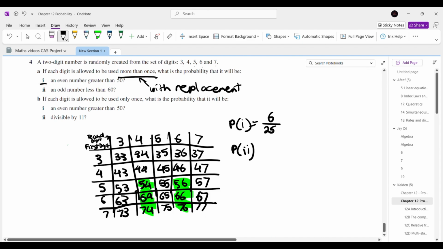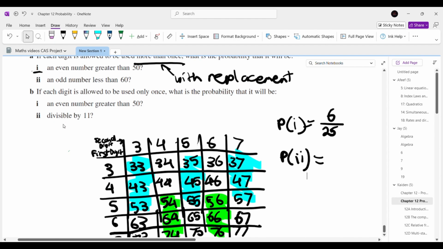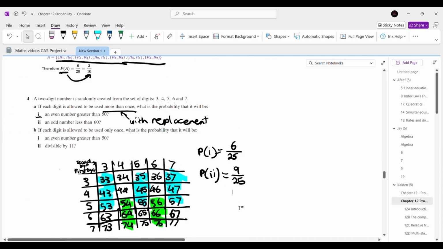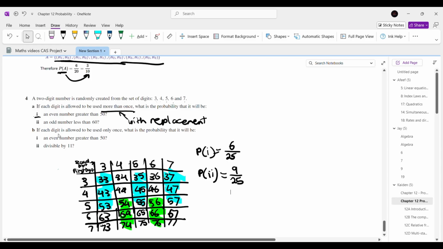Now for our second question over here, an odd number less than 60. So our odd numbers, let's just highlight them, that are less than 60, are just these, and these. So there are 9 possible outcomes over 25. This is our probability right here. Now, however, in the second question, it asks us if each digit is allowed to be used only once. So this is saying without replacement.